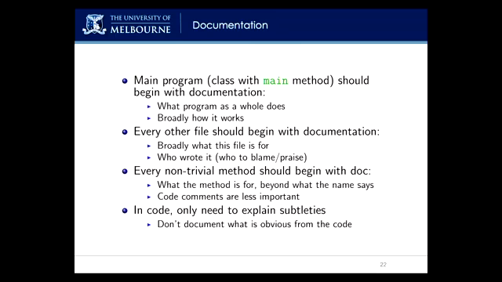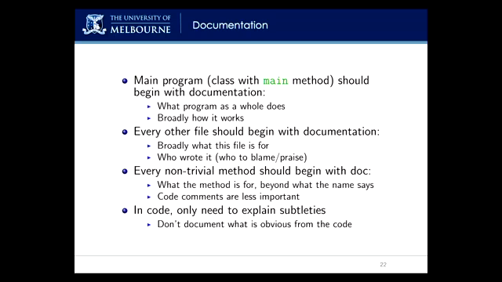So every file should begin with documentation broadly. The main project should give a lot of documentation. Every non-trivial method should begin with a documentation. I would argue that almost every method, every method that's public must have documentation, because you're making it public and you need to describe what parameters are required, what values, what they do, etc., etc.